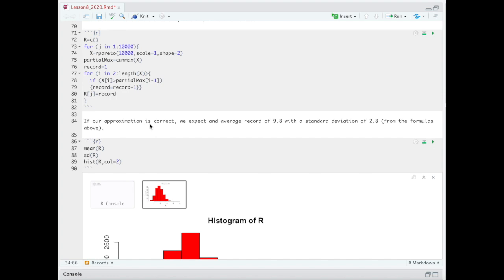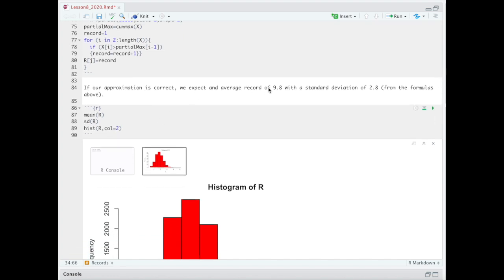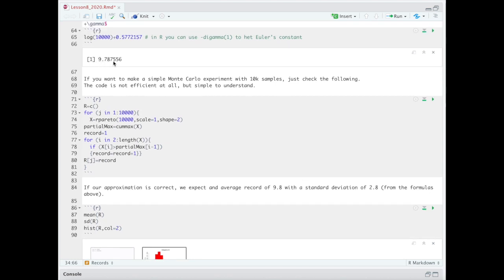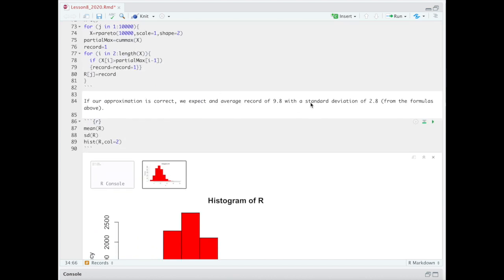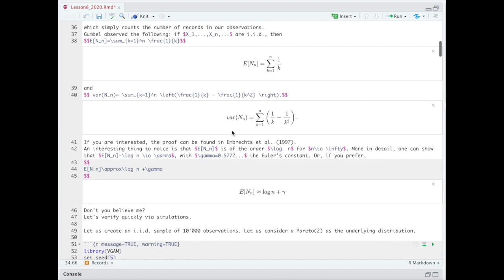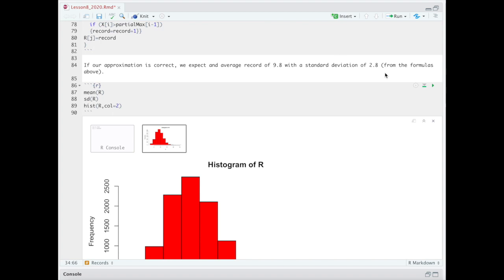Now, if our approximation is correct, as you can read on your screen, we expect an average of 9.8 records in our data, because this is what we observe using the empirical formula. So 9.78, which we round to 9.8. And the standard deviation, which you can easily obtain from this quantity here, should be around 2.8. Okay? Now, let's do the following. We compute the average of R, we compute the standard deviation of R, and we then look at the histogram. Okay, so let's do that.